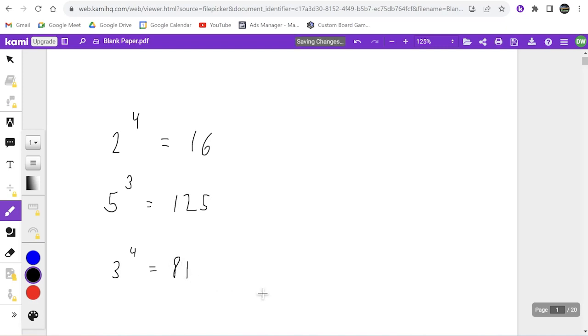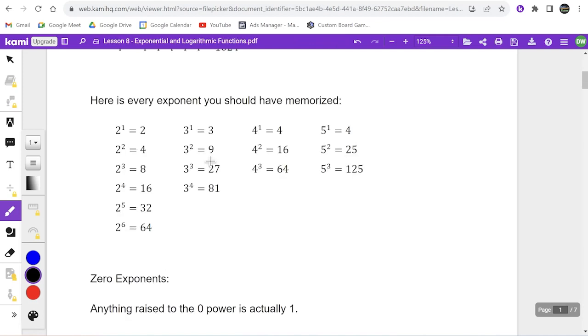So, again, I recommend having all of those memorized. If you don't, it's not a big deal. I just think you're at a disadvantage because there are going to be kids in your school who do memorize these. So, you might as well be one of them.